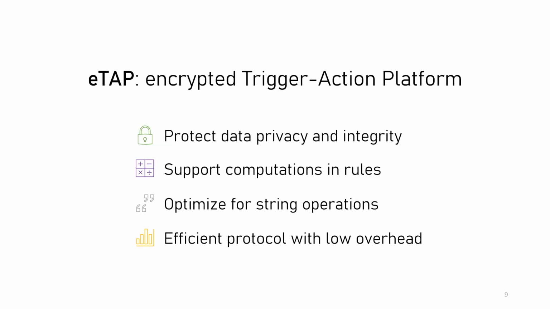Our solution, eTAP, or Encrypted Trigger Action Platform, is a redesign of TAP that protects data privacy and integrity even if it is compromised. It supports common computations and is especially optimized for string operations, which is very prevalent in automation rules. Also, our protocol is efficient with low overhead.